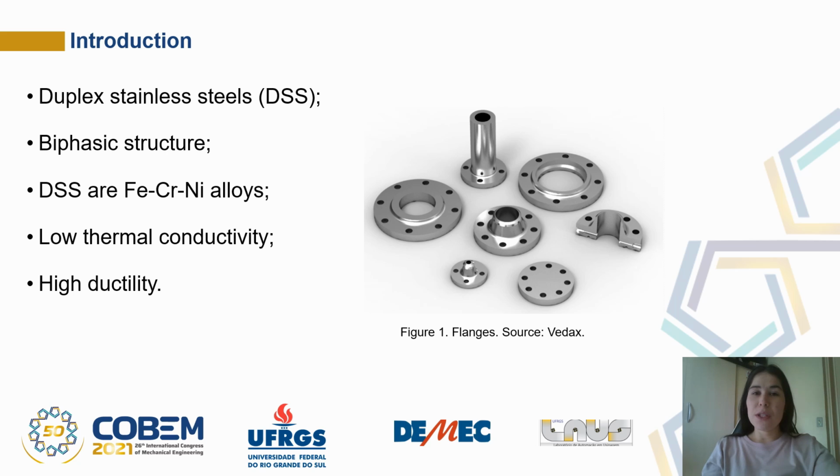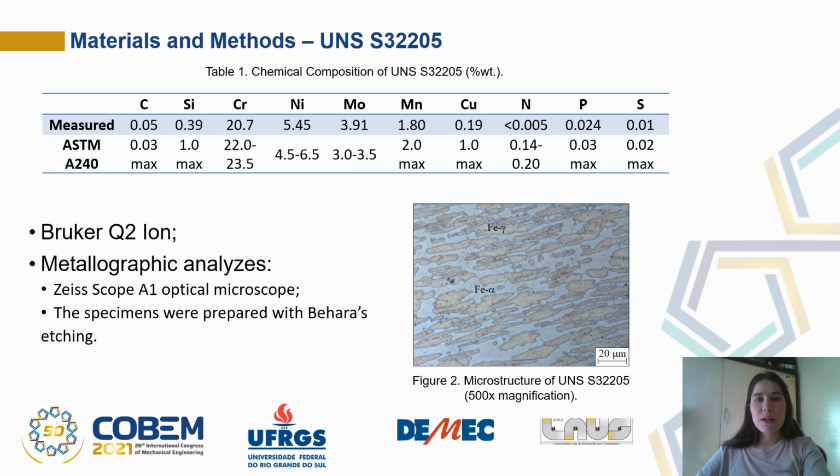So the objective of this study is to investigate, by Box-Behnken design, the influence of the cutting speed, feed per tooth, axial depth of cut, and tool nose radius, and their interactions, on the static and dynamic portions of the active and passive force in the end milling of duplex stainless steel. Figure 1 shows an example of the application of duplex stainless steel.